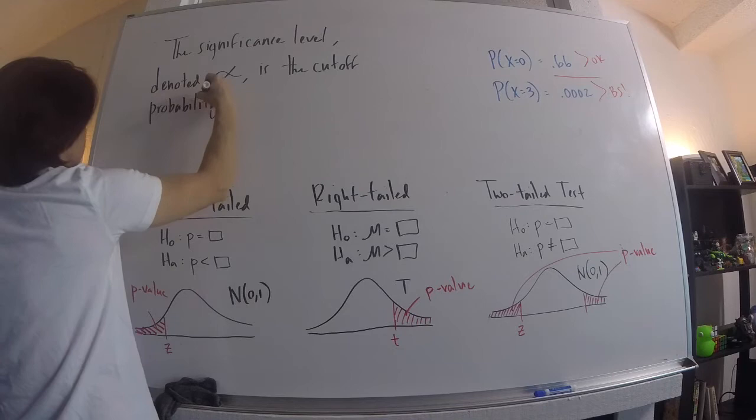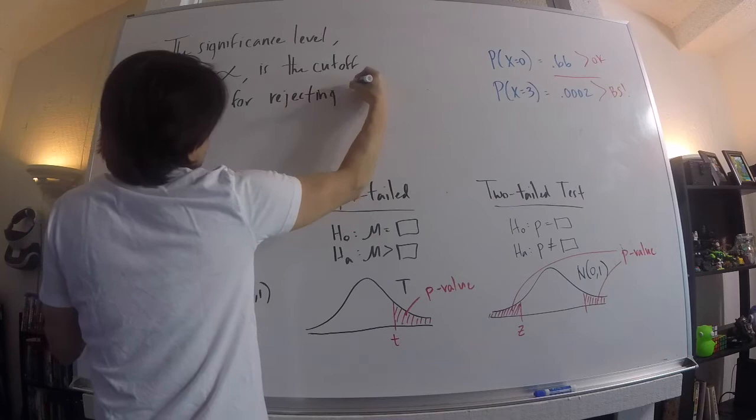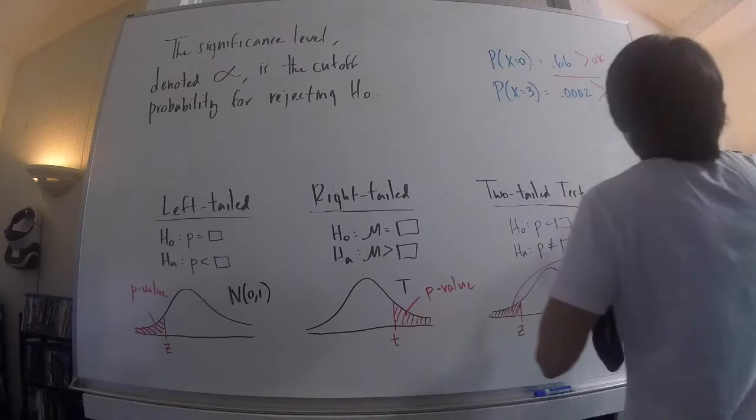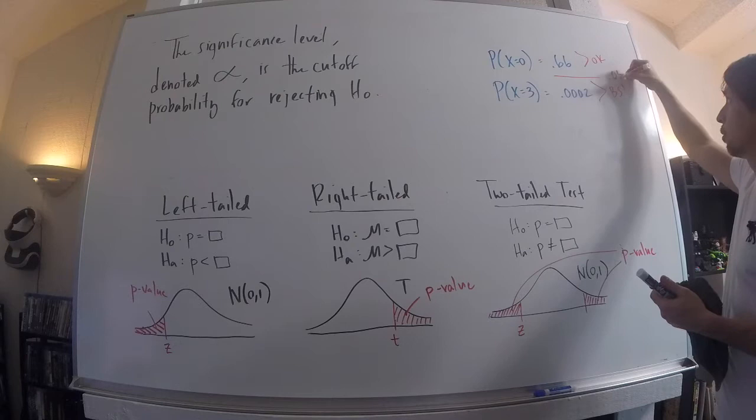For rejecting the null, which a lot of times I'll start referring to as H0, so you'll have to get used to that being the null. We're gonna reject the null if it's below that cutoff. The cutoff changes, but it's oftentimes 0.05, a 5% cutoff.